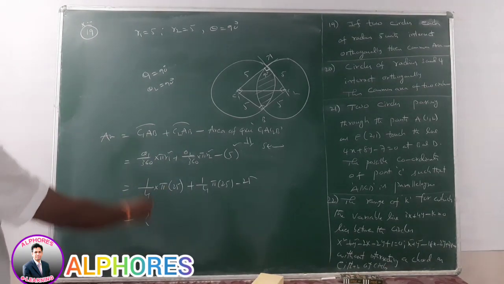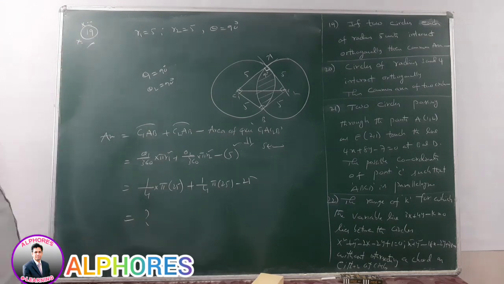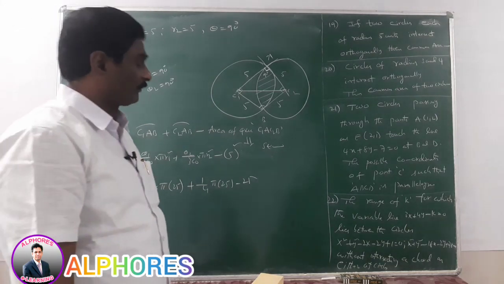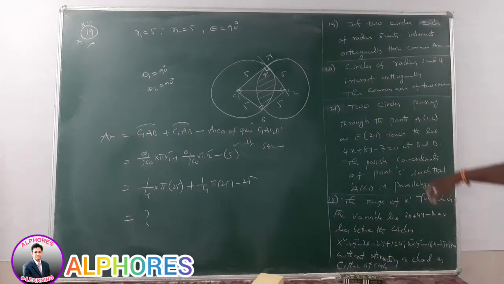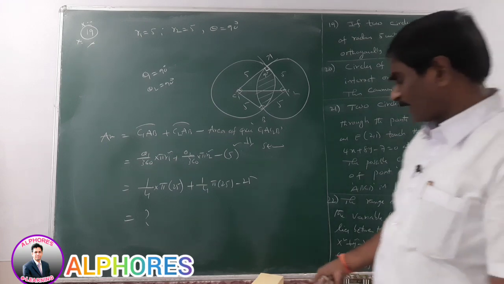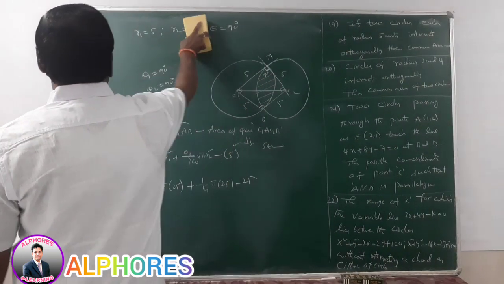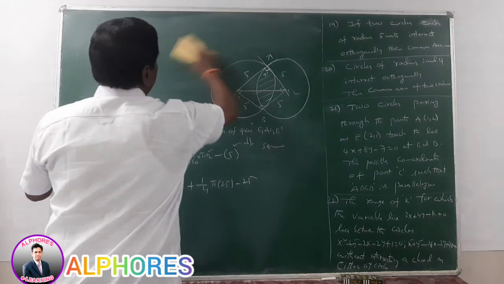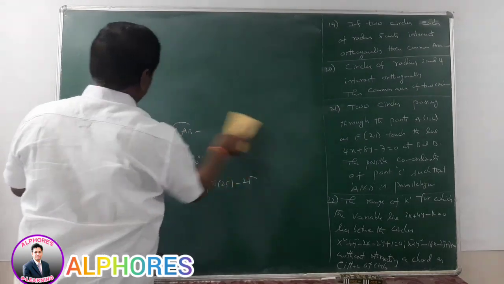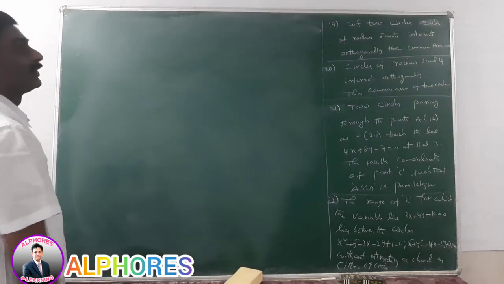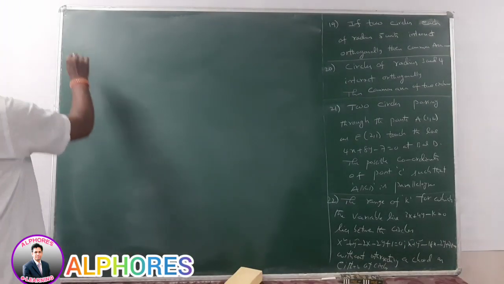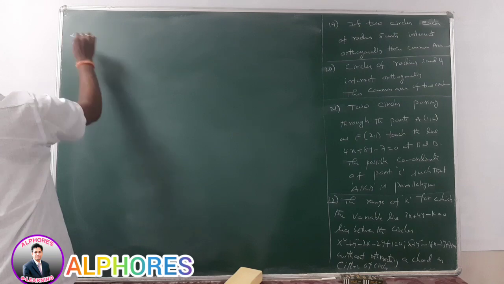Very, very important. Next, question 28: circles of radius 3 and 4 intersect orthogonally. Then find the common area of the two circles. This is also very, very important.